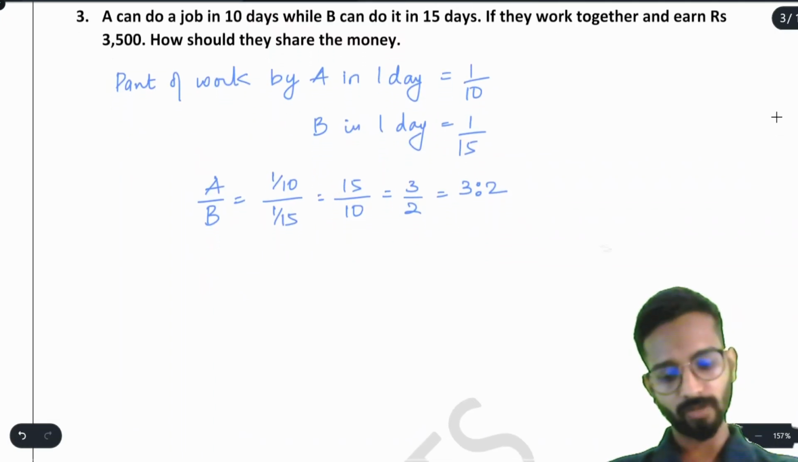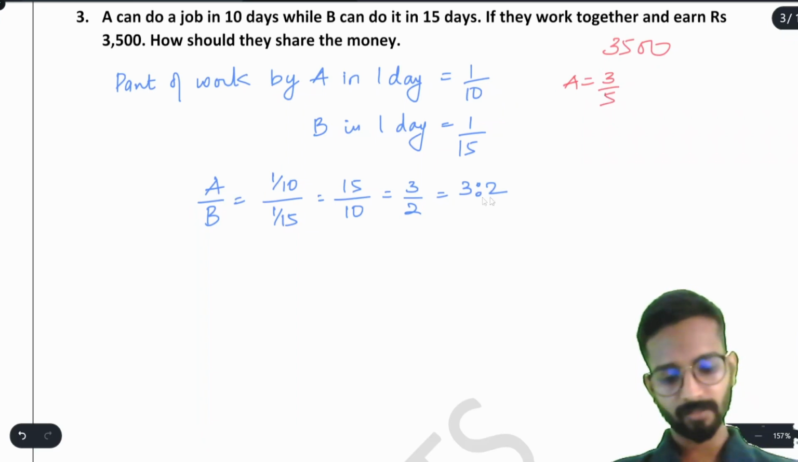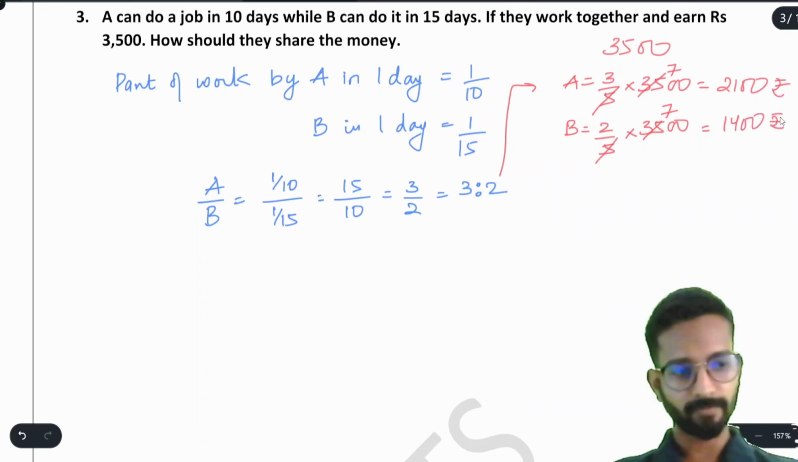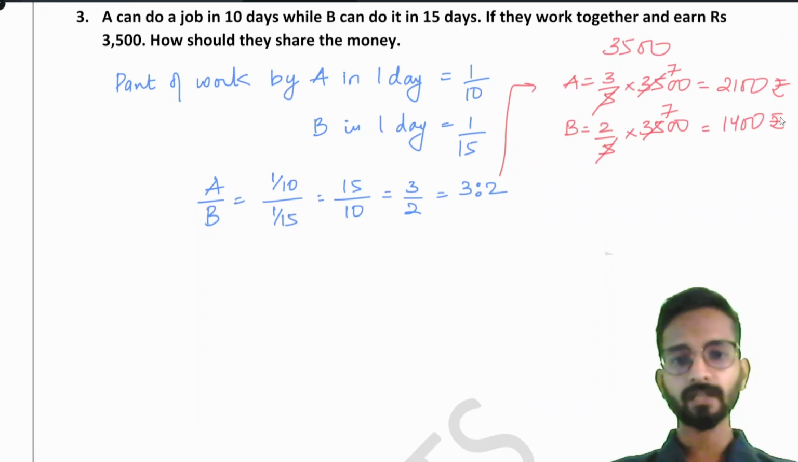Now, if it is 3 is to 2, how much money they have earned? They have earned 3,500 rupees. So A will get 3 by 5 because it is 3 is to 2, and B will get 2 by 5. 3,500, 5 sevens are 35, 3 sevens are 21, 2,100, 5 sevens are 35, 7 twos are 1400. This is the amount they will be earning from this job. Understood? Now, see, A will earn 2100 and B will earn 1400.